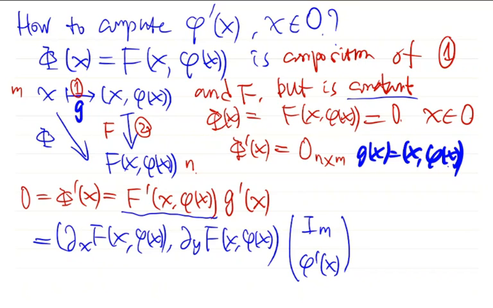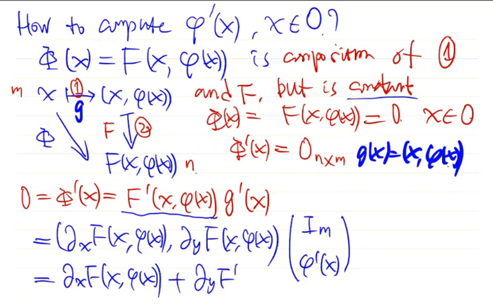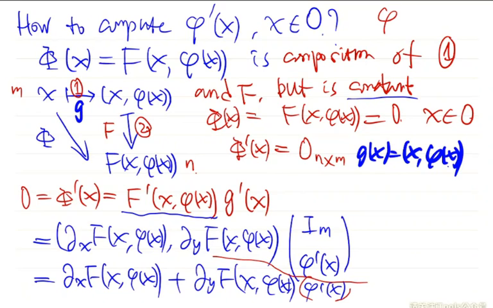Then making this matrix multiplication, this is dxF(x, phi(x)) plus dyF(x, phi(x)) phi prime x. Okay. So this is the computation. Now we want to compute the derivative of phi at the point x. We want to compute this guy.